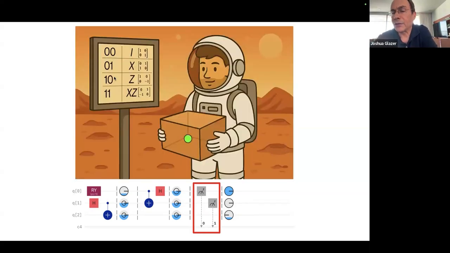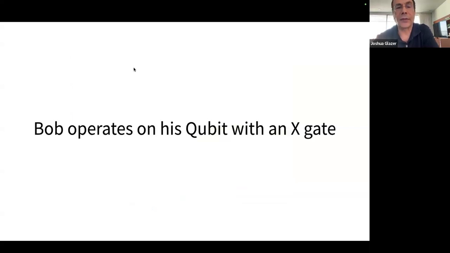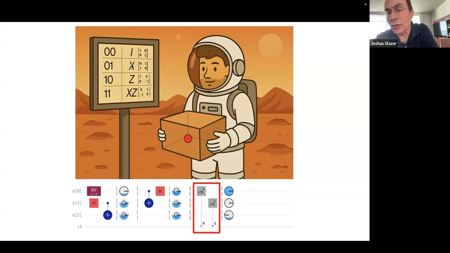Now, Bob has a table on Mars which says the following. If Sally would have told him that she measured 0 and 0, do nothing. You see, you have a unit matrix. Do nothing to this particle. If she measured 0 or 1, do a NOT to the particle. Operate with a NOT on your qubit. Remember, we don't know what the qubit is. We never measured it. If she measured 1 or 0, if she would tell you by WhatsApp it's 1, 0, then just do a Z, and otherwise do an X and a Z.